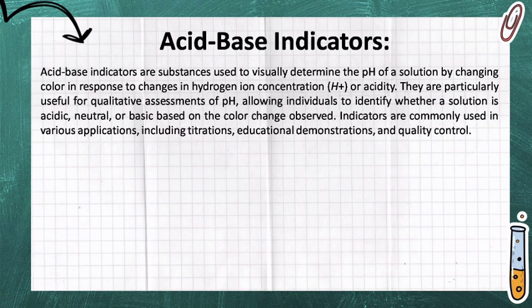Next is acid-base indicators. Acid-base indicators are substances used to visually determine the pH of a solution by changing color in response to changes in hydrogen ion concentration, H+, or acidity. They are particularly useful for qualitative assessments of pH, allowing individuals to identify whether a solution is acidic, neutral, or basic based on the color change observed. Indicators are commonly used in various applications, including titrations, educational demonstrations, and quality control.